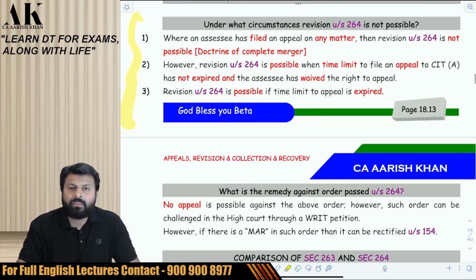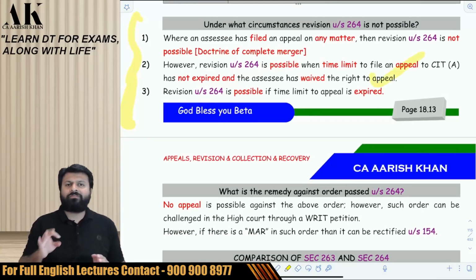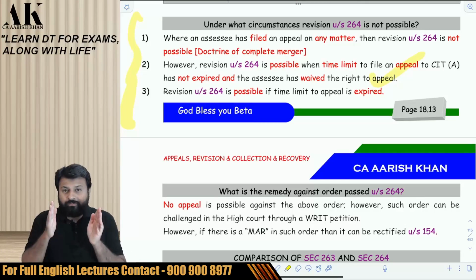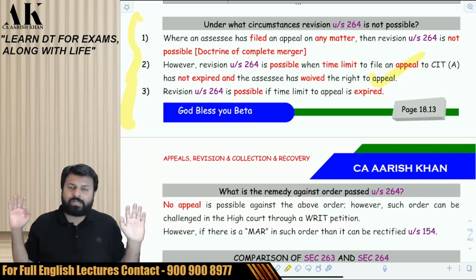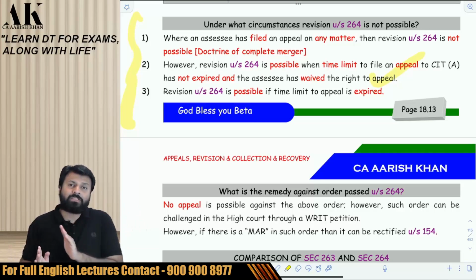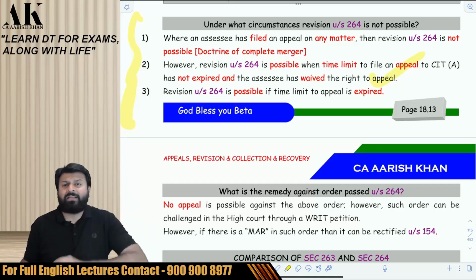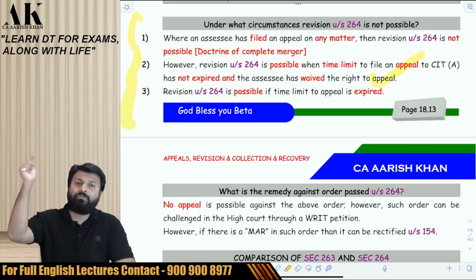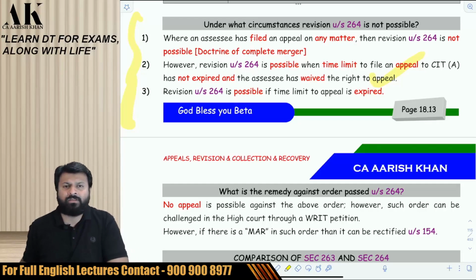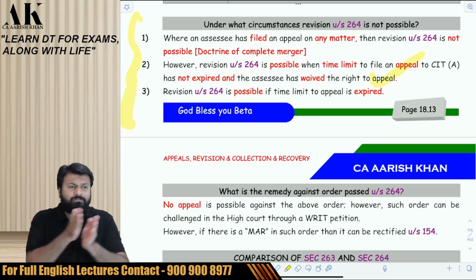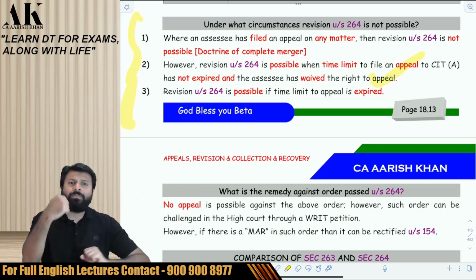Second, generally after AO's order, you have 30 days time to appeal. So, within the time limit of appeal, that is within 30 days, you cannot make a revision application. You have to make a revision application after expiry of the time limit of the appeal, that is after 30 days. For the 30 days you have to wait. After 30 days you can make an application for revision.